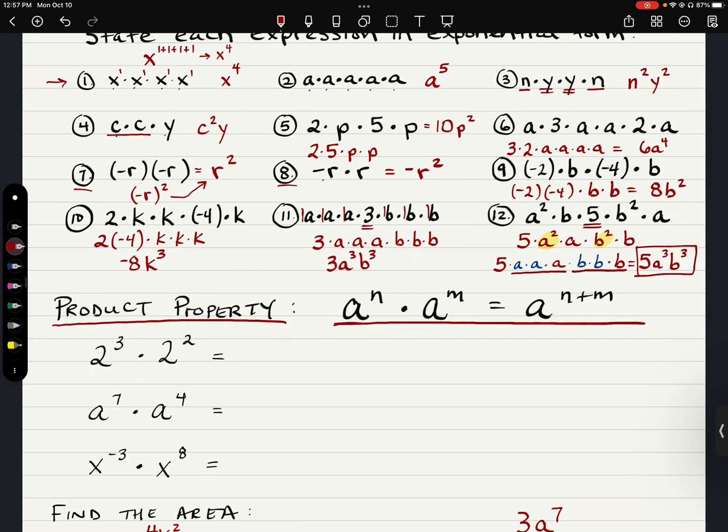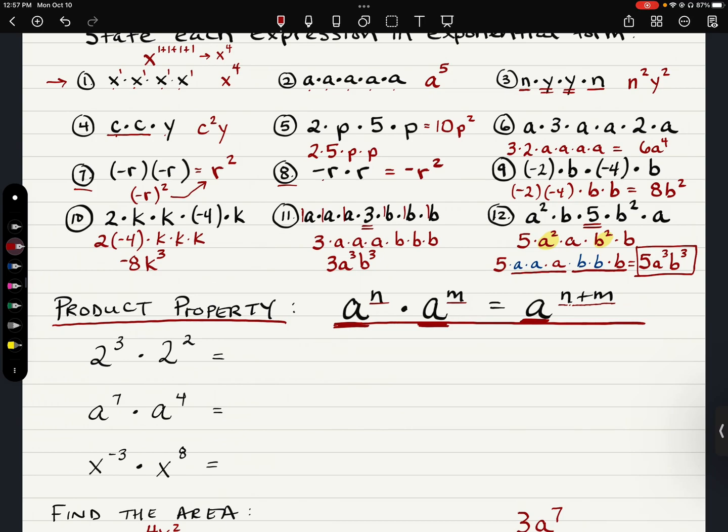So when we multiply two numbers with the same base, in this case we're using base a to represent any number, but it's the same number, and then we've got exponents on those numbers, we can rewrite this as that single base, and then we are going to add the exponents together.